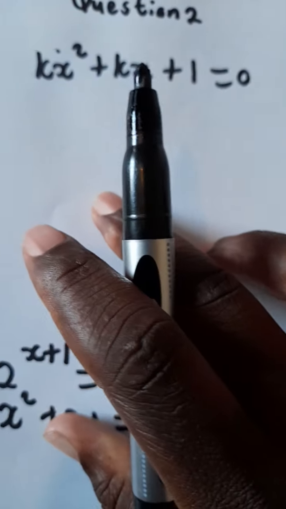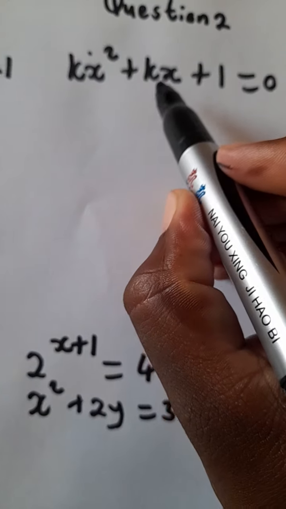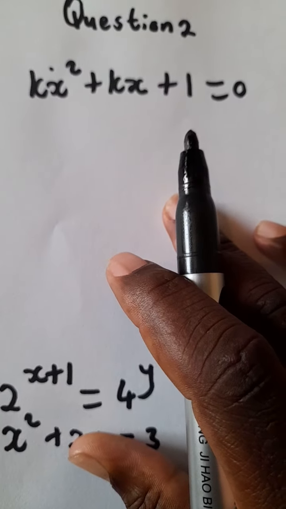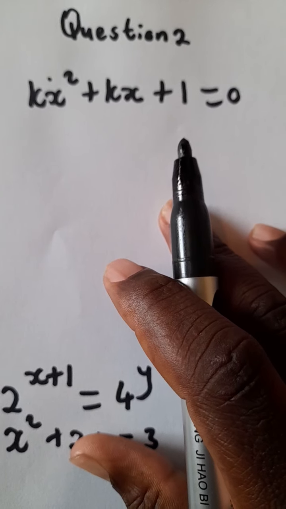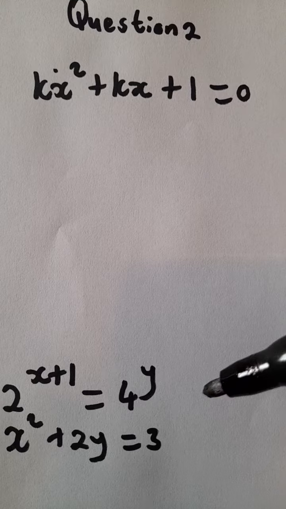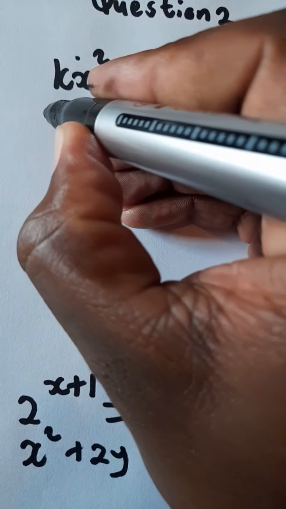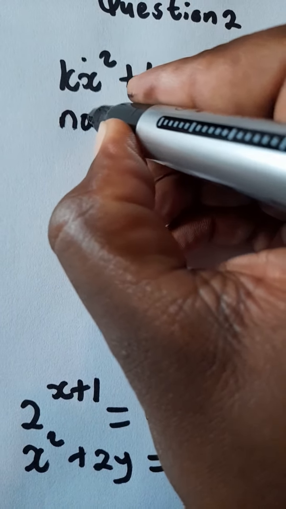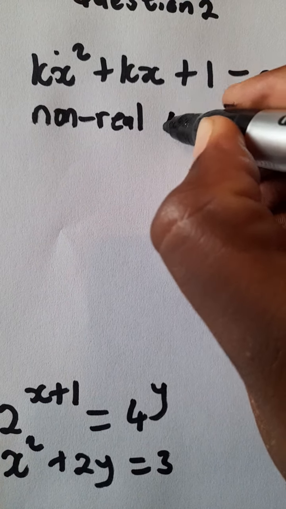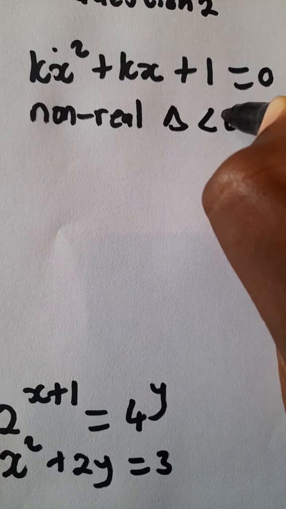Right, our first criminal there is kx squared plus kx plus 1 equated to 0. There we are required to calculate the possible values of k if the roots are non-real. Just write: for non-real roots, delta is less than 0.